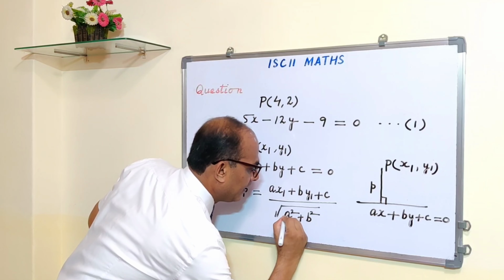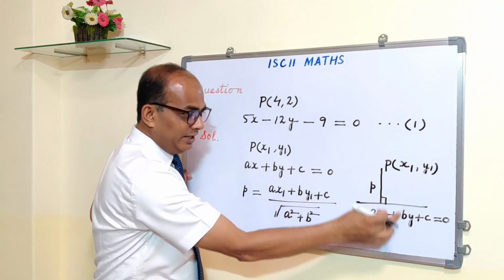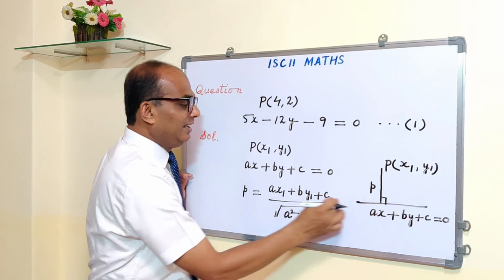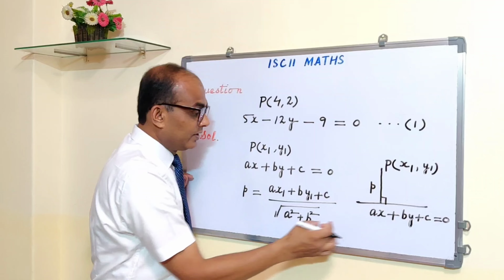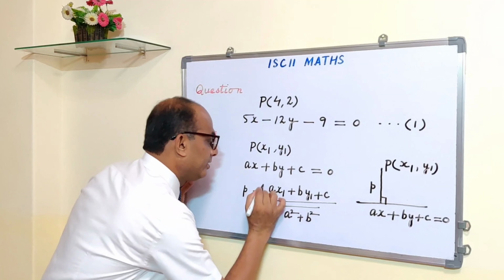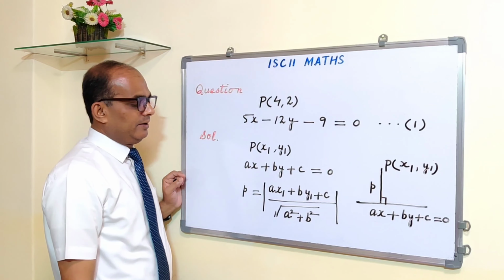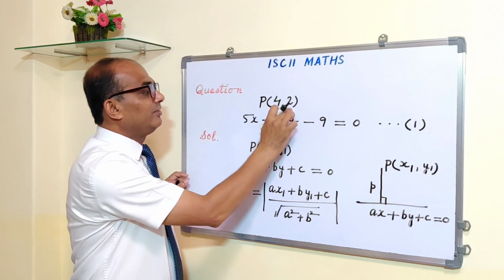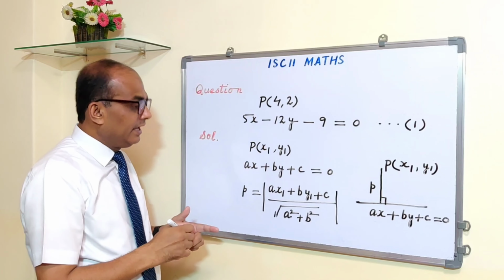x is replaced by x1 and y is replaced by y1. So ax1 plus by1 plus c whole divided by root a square plus b square. a is the coefficient of x and b is that of y. And because it is distance, we take the mod, the positive value. This is the formula. The same formula we are going to use here. In our case, x1, y1 is this, and ax plus by plus c is equal to 0 is this.